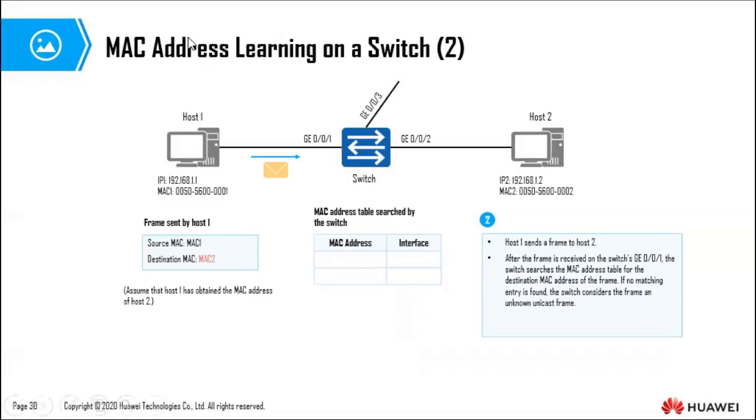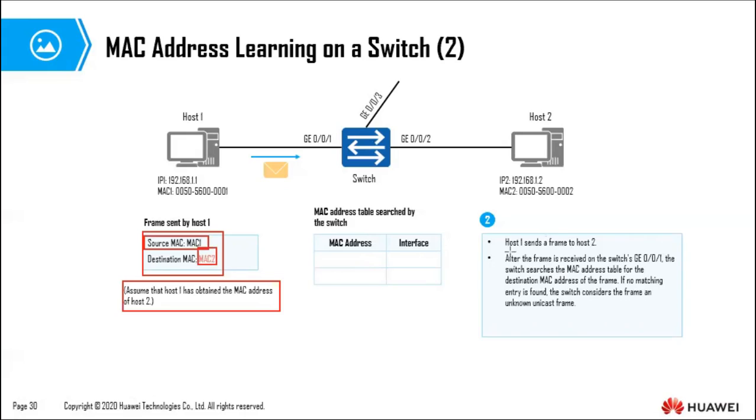Then what happens? Host 1 sends a frame to host 2. So it will have the source MAC address. Here, the assumption is that host 1 already knows the destination MAC address, which is this one, right? We already know it.